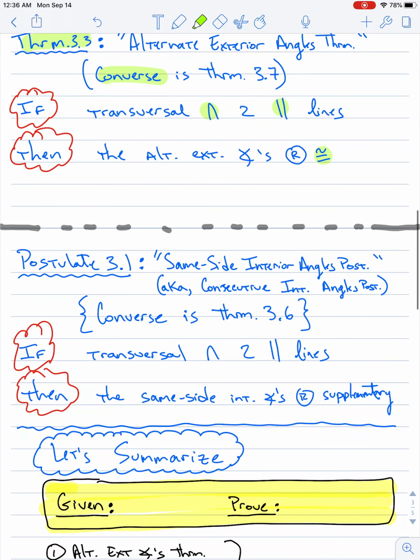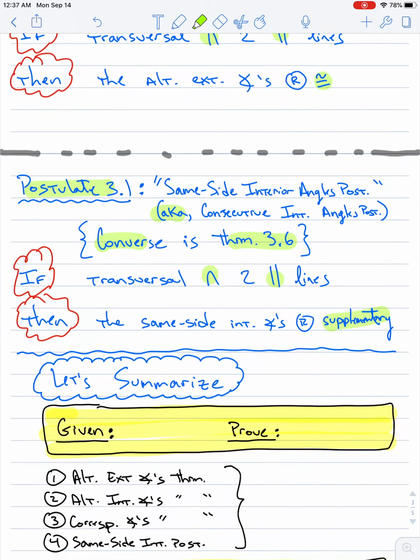Here's what's interesting about this theorem. It's not really a theorem, it's a postulate, 3.1. We can discuss this later. We're talking about same side interior angles, also known as the consecutive interior angles postulate and its converse. But notice that its converse is actually a theorem. Yeah, how weird is that? Okay, if a transversal intersects 2 parallel lines, this time those same side interior angles are not congruent, but they are supplementary. That's the one that's different.